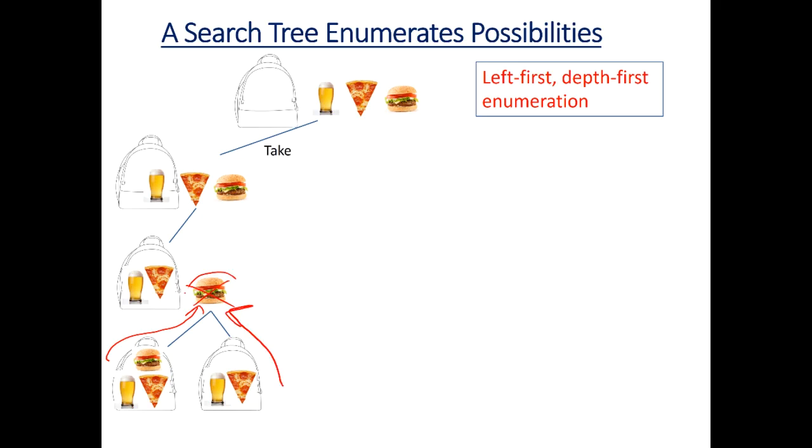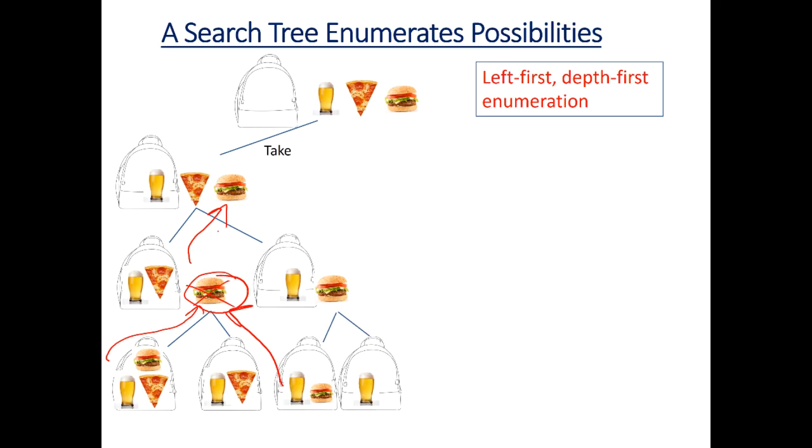Well, we decide we've explored all possibilities here. So we back up again to here and explore what happens if we don't take the pizza. We now have a knapsack with just beer. We now say, let's take the burger. Let's not take the burger. We back up all the way to the root this time, since we've now explored everything.